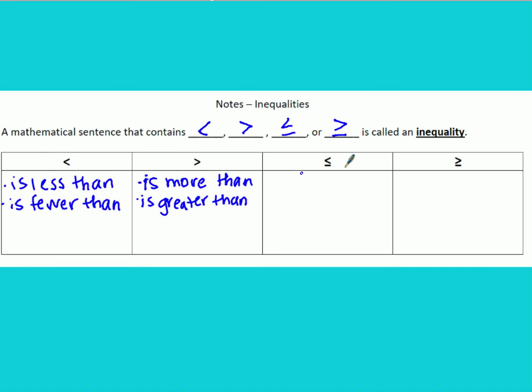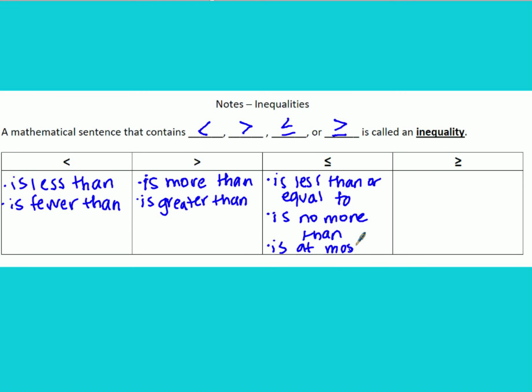Now, the other two symbols look the same, however they have that line underneath them. That's going to mean this is less than or equal to. It's one big statement there, less than or equal to. So that would mean that the sides of that certain inequality are going to be less than each other or equal to each other. The other way you could see that, it could say is no more than, or is at most. So those are three different ways that you could say that symbol, or you could see these words and then that symbol would be used to represent whatever that sentence is mathematically.